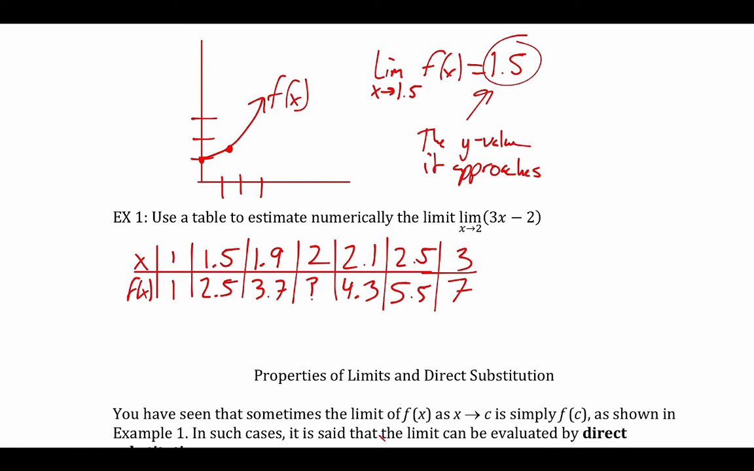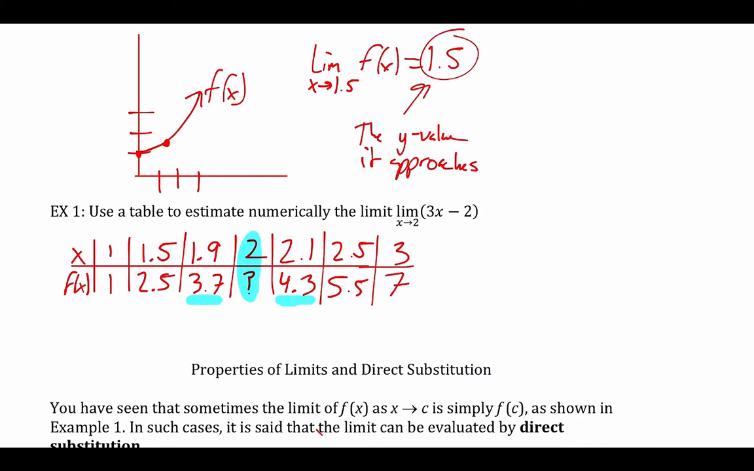So really, we're looking at this number here. We also need to look at the numbers around it. So at 1.9 and at 2.1, we're at 3.7 and 4.3 respectively. So based on what we see there, we can probably say the limit as x approaches 2 of this function 3x minus 2 is equal to 4. Now, of course, on this one, we could just plug in 2. So this does seem like overkill. But right now, we're just kind of getting used to the format.